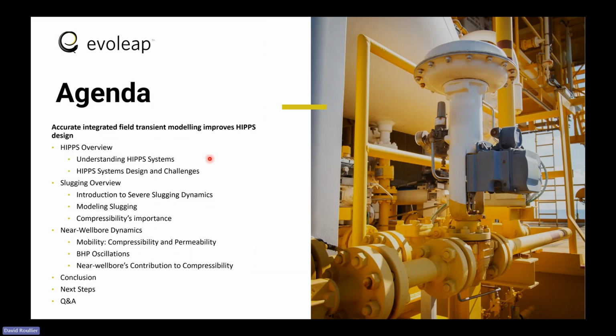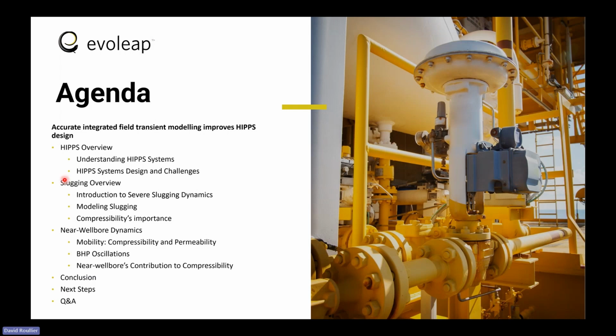So yeah, the agenda today is going to be how we need accurate integrated field transient modeling and how that can improve HIPPS design. We're going to see the interplay between the nuances we require for accurately modeling slugging, which is a transient multi-phase flow phenomena, and how that relates to accurate transient behaviors that need to be captured for HIPPS design, which is a high integrity pressure protection system.